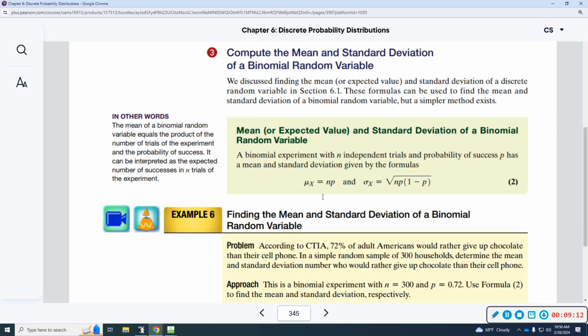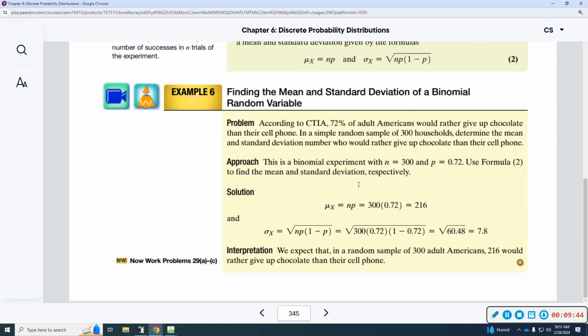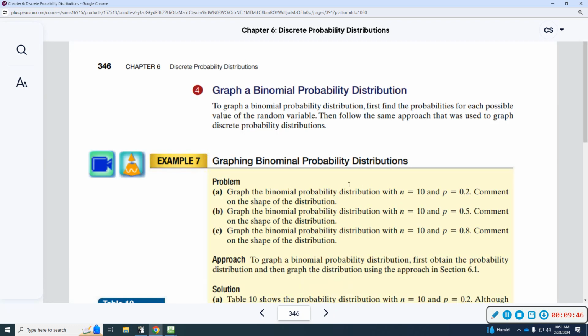Now we also want to be able to compute the mean and standard deviation, so the expected value. That would just be n, the number of trials, times your probability of success. This is going to be important. And then if you want to find your standard deviation, it would be the number of trials times the success rate times the failure rate. Multiply all those together, and you're going to do the square root, and that will give you the standard deviation. So those are going to be important measurements when we want to find the mean and standard deviation. Got some examples showing you how to do that.